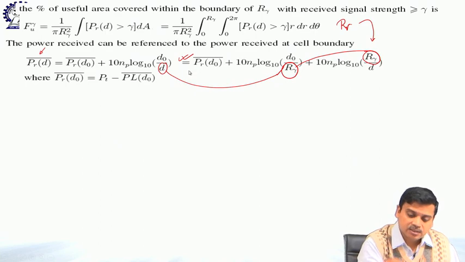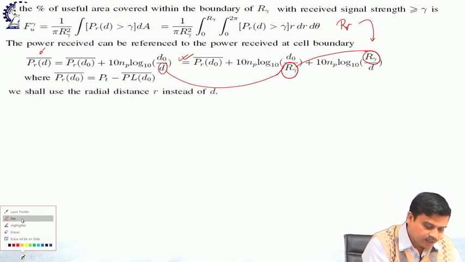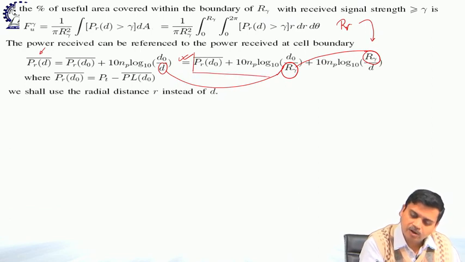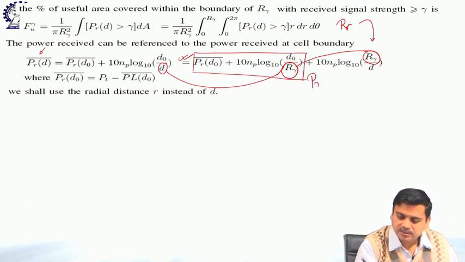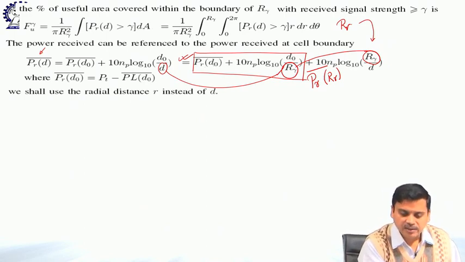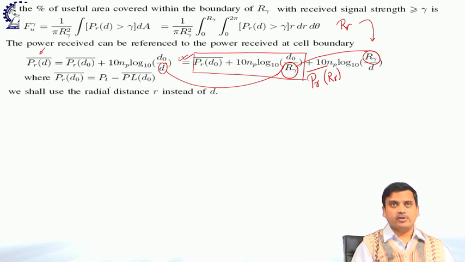The advantage is that when we look at the entire expression, if we look at this particular block, one will easily recognize this is P r at r gamma bar, that means the average received signal strength at the cell edge. So, we can now reference things with respect to this, and P r d 0 bar is nothing but the average received signal strength at d 0. We have defined what is d 0.